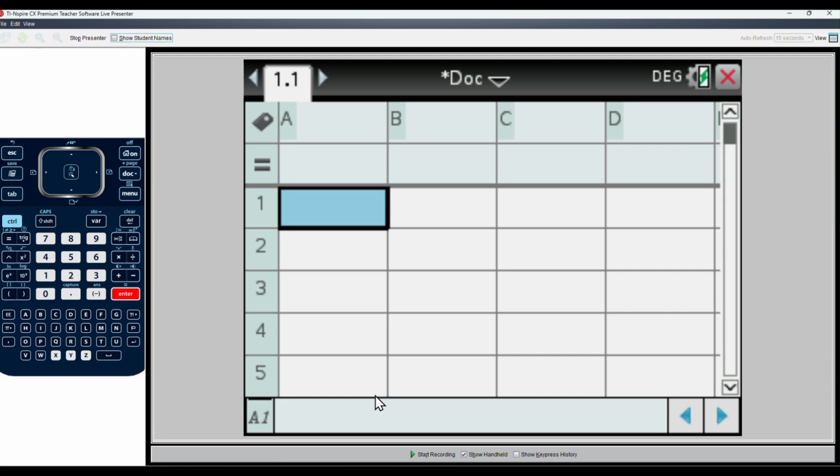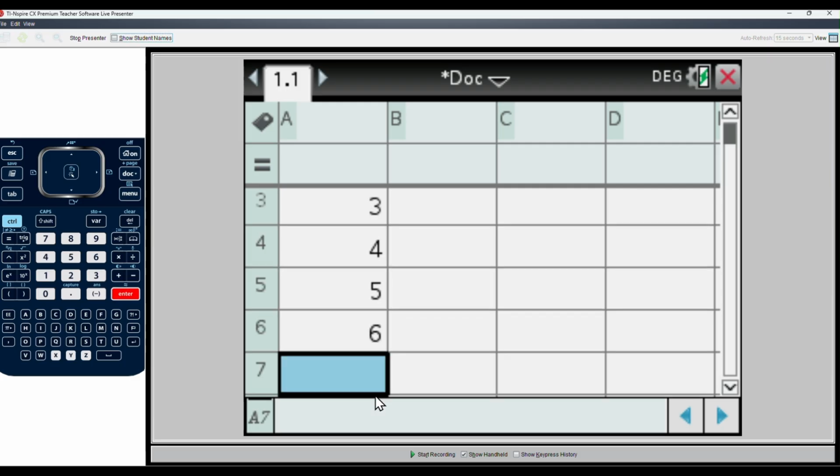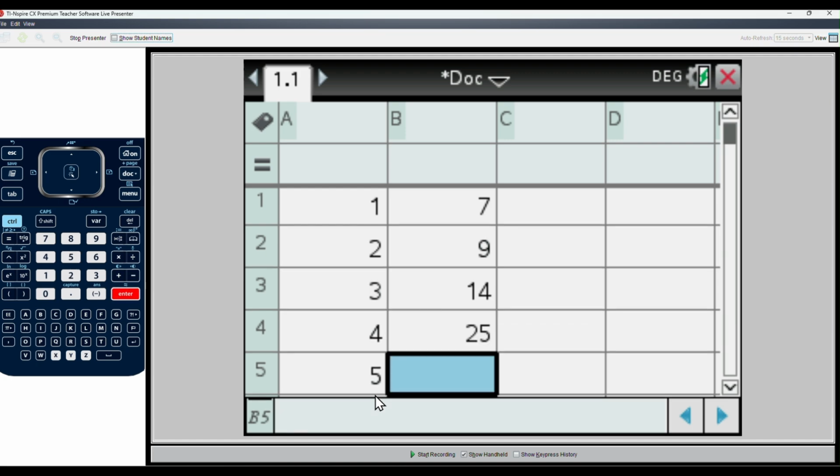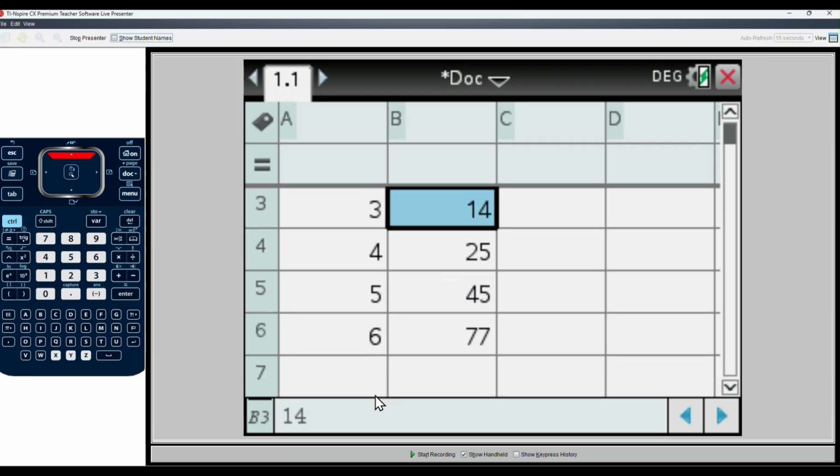So what I'm going to do at this point is enter my data. And so you don't have it in front of you, but there were 6 pieces of data. 1, 2, 3, 4, 5, and 6. Now, it's really important when you enter the data that you make sure it matches. So the first number was 7. The second number was 9. The third number was 14, 25, 45, and 77. So we've put all the data in the spreadsheet in column A.